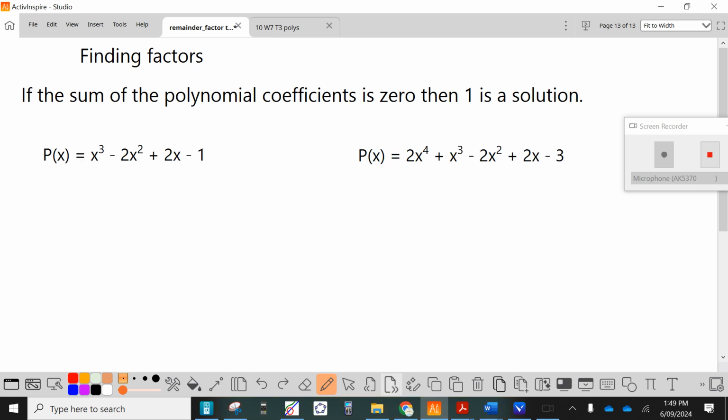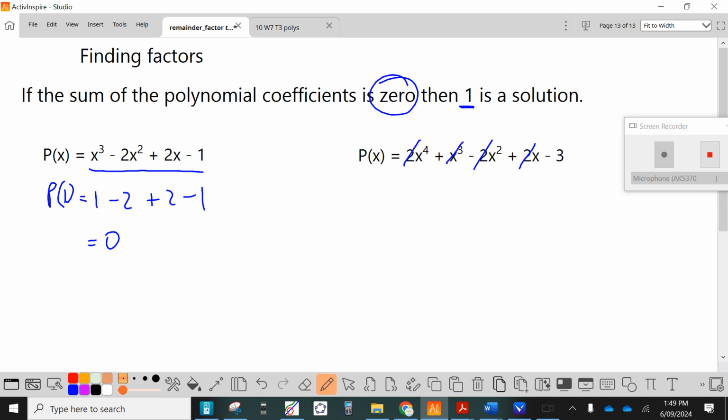Another trick to look out for is if you add the coefficients of your polynomial, and if they add to give a value of 0, then that means 1 is a solution. So in this case, add up those coefficients. I got 1 minus 2 plus 2 minus 1, which in fact gives me 0. So in fact, p of 1 would give me 1 minus 2 plus 2 minus 1. Over here, I've got 2, take 2 would cancel out. So I've got 1 plus 1 is 3, take 3 gives me 0. So I know that p of 1 is going to equal 0 in this one here.